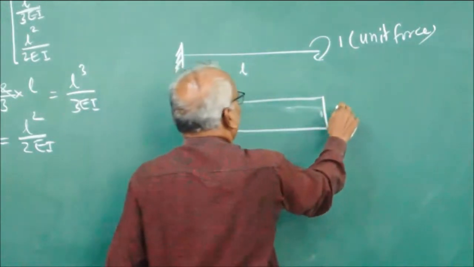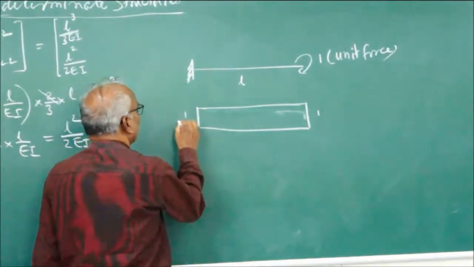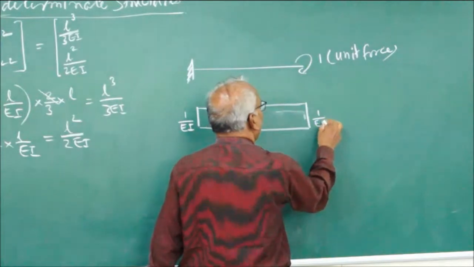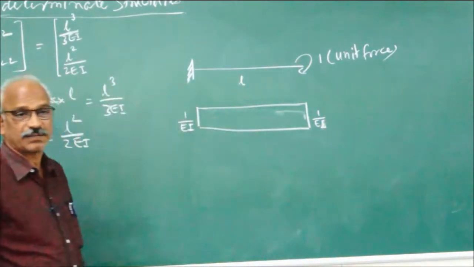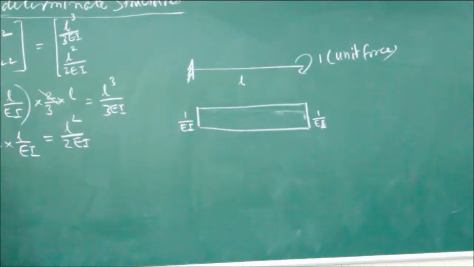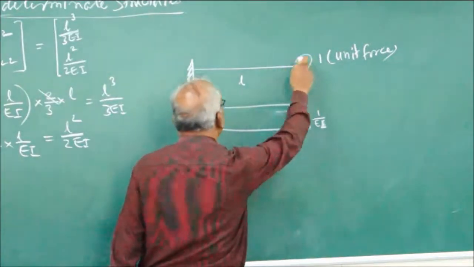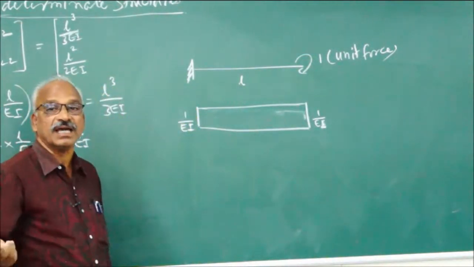So here it is 1. Now here it is 1. Sir, so the M by EI diagram will be 1 by EI. So apply unit moment. If you apply a moment equal to M, the moment here will be M. Since we are applying only unit moment, it is 1 by EA. We are getting an M by EA diagram.